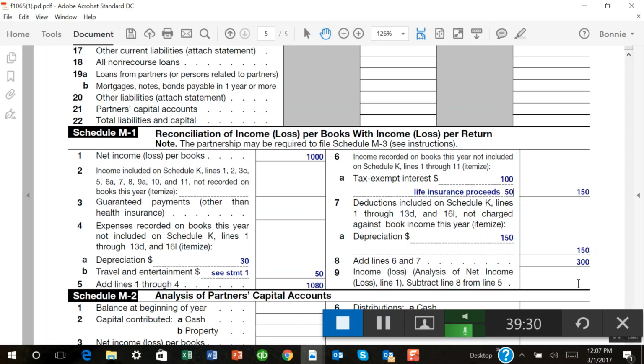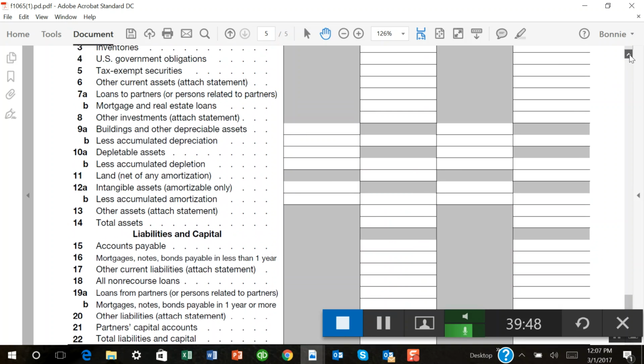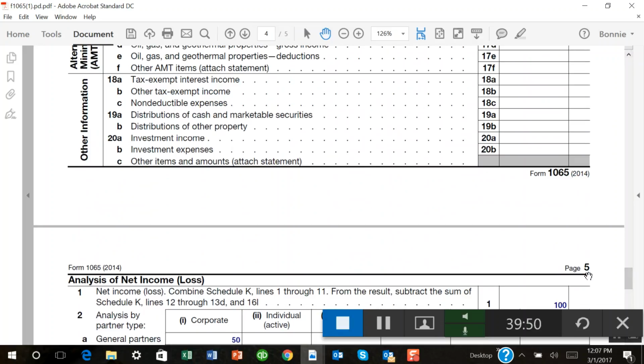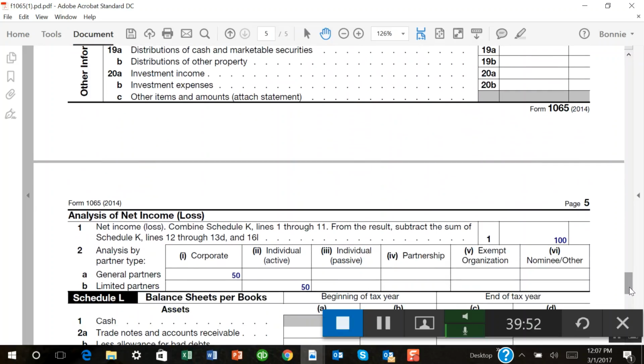Okay, so it's 1,080 minus 300, and that's 780. I hope. Okay, so now I have 780. Now, that 780 should tie to this figure right here. Okay?